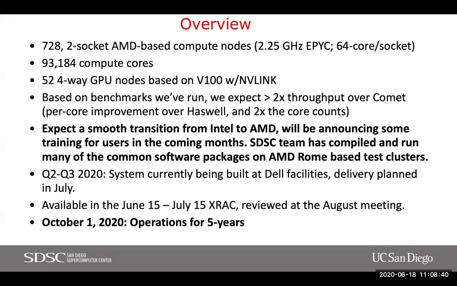In terms of where things stand, the system is currently being built at Dell's facilities, and I think the delivery is planned sometime in July. It is available in the current XRAC window, so if you're looking to apply for time, Expanse will be an option, and I'll have some details which will be reviewed in the August meeting, and then you would have production on October 1st, so that's when the allocations would start.